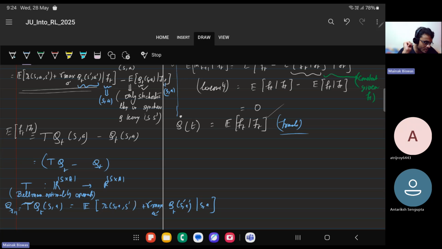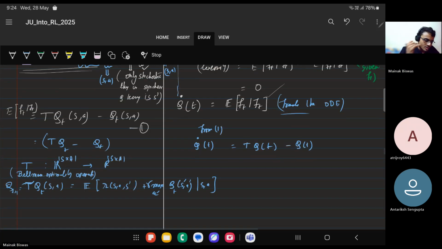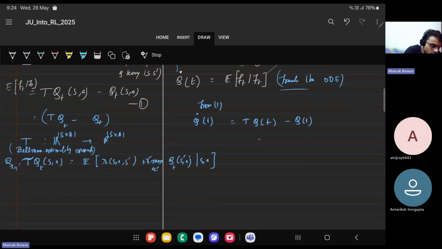So now I know the Bellman operator. So now I see that this is equation 1. From 1, I know that the ODE tracks the ODE, the ordinary differential equation, TQt minus Qt. So now you tell me, at the fixed point, Qt dash is 0, therefore TQt equals Q star.